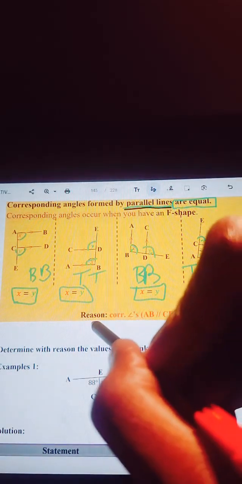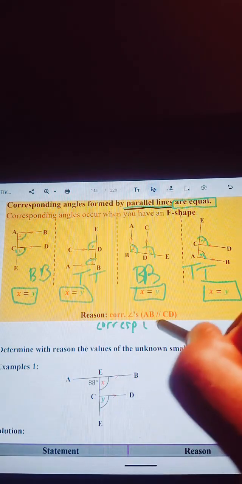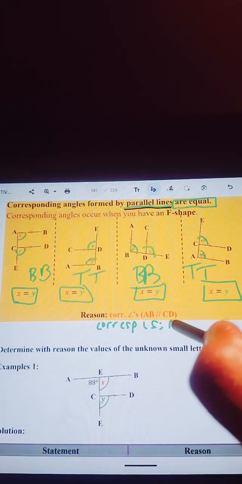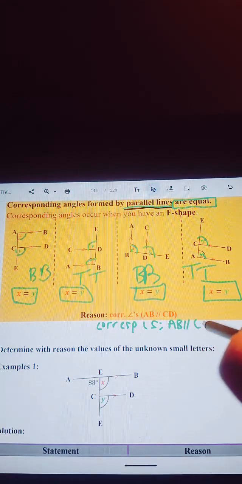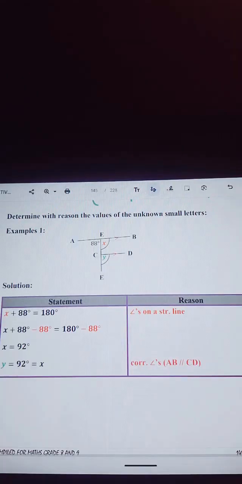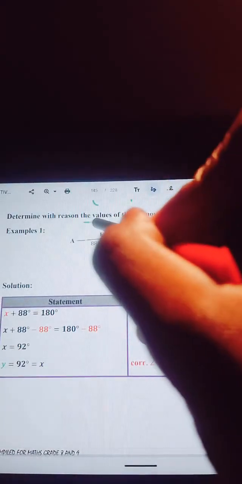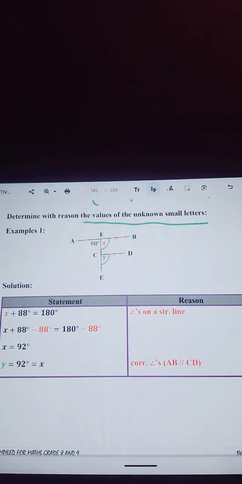In the acceptable reason document, they usually write corresp angles. Then you state the lines that are parallel, semicolon, whatever lines that are parallel, you write them as part of your reason, whenever you identify corresponding angles. So let's go and look at specific examples so that we can internalize this idea of corresponding angles. Look at this: determine with reason the values of the unknown small letters.